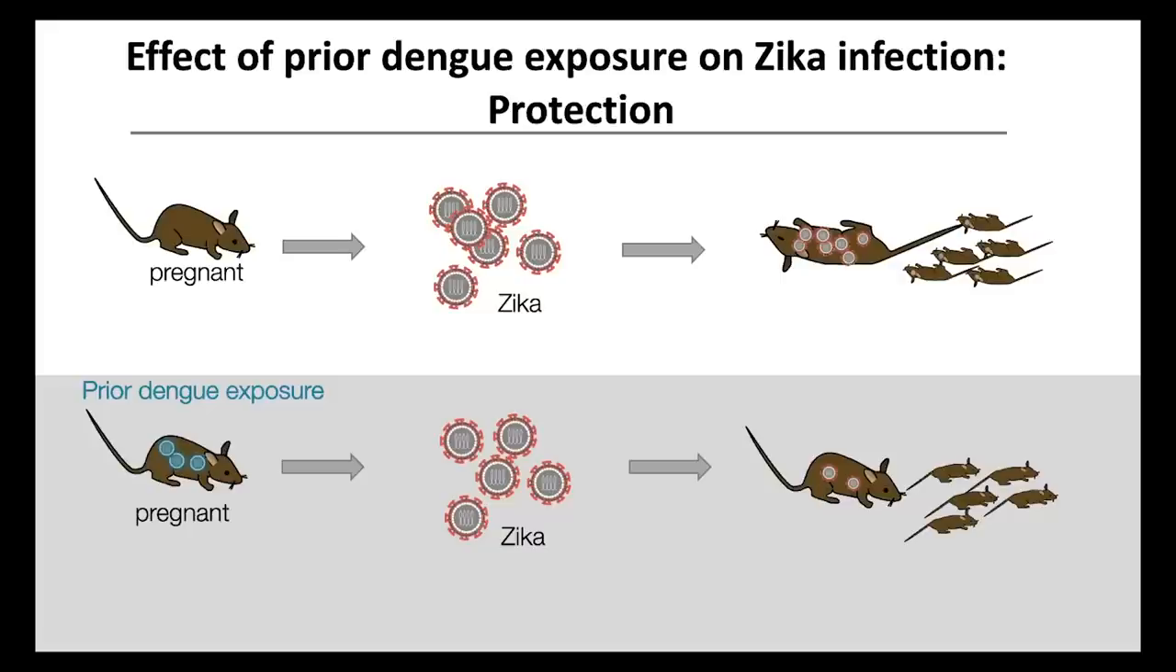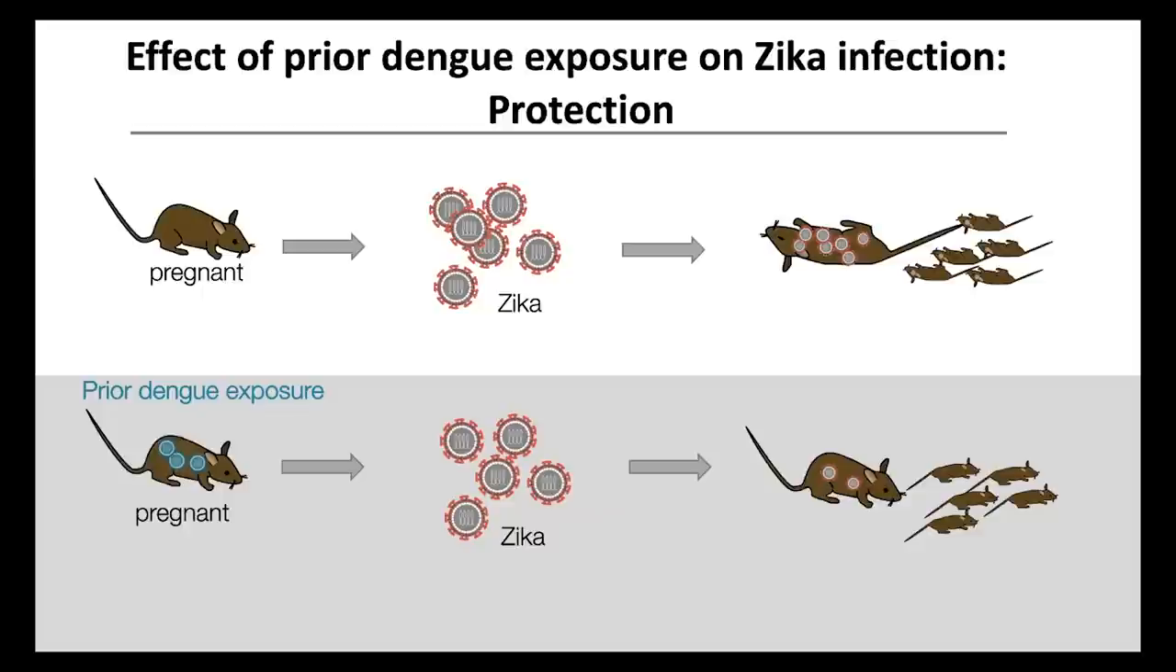Again, we used our favorite model, these mouse models, and we did this type of experiment where we took a pregnant mouse infected with Zika, and as expected, Zika replicates at high levels in these pregnant animals, and both the mother and the babies die. In contrast, if we infect the females with dengue and then challenge with Zika, we see that this mother has very little Zika virus, it survives the Zika infection, and the babies are also born healthy.